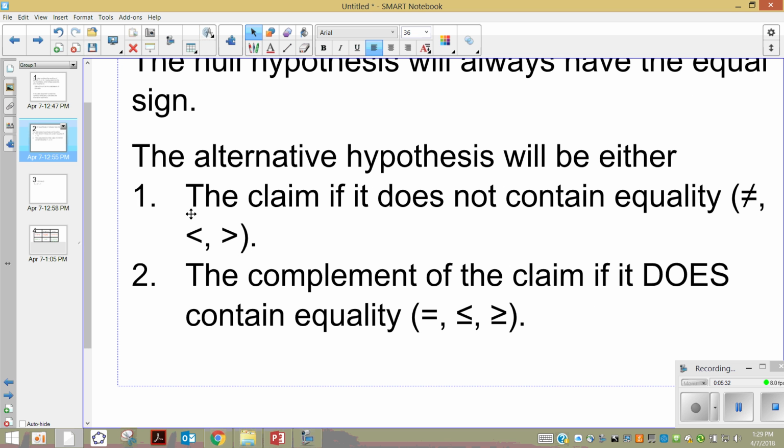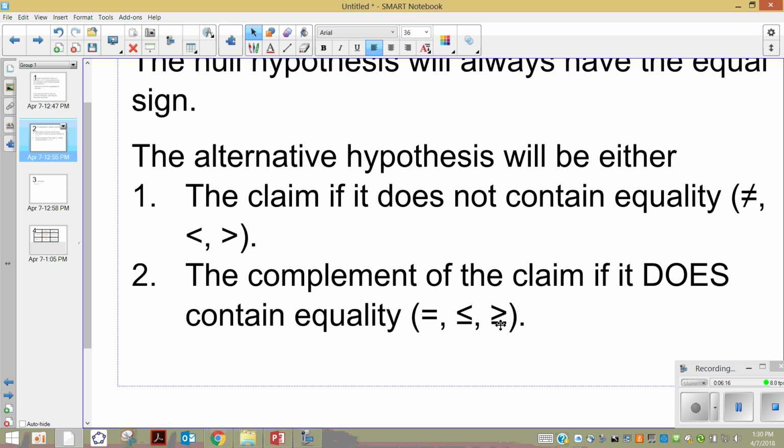And so if the claim is stated so that you can state it symbolically without any equivalence, then your claim is the alternative hypothesis. However, if there's equivalence in your claim, then it is covered by the null hypothesis, and since your claim can't be partially in both hypotheses, your alternative would have to be the complement of the claim. So for instance, if your claim uses the equal sign, then your alternative will be the not equal sign. If your claim uses this symbol, then your alternative will be strictly greater.